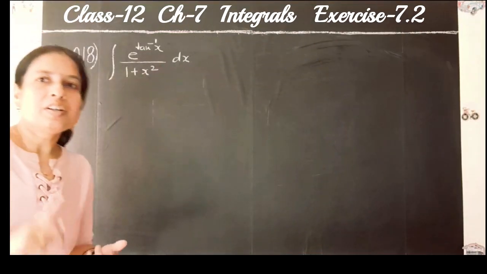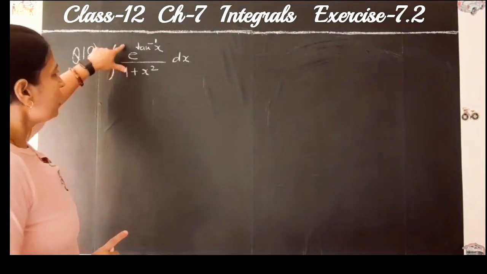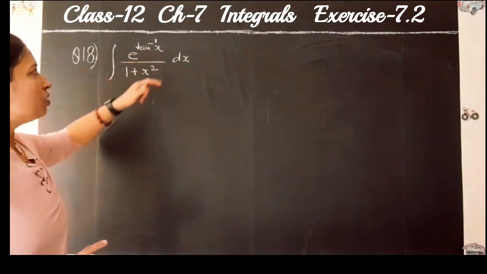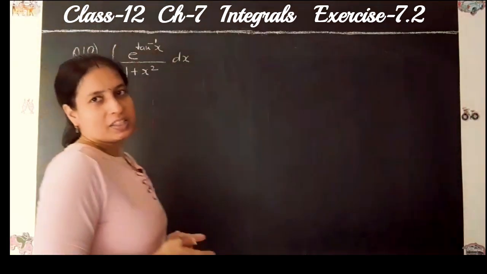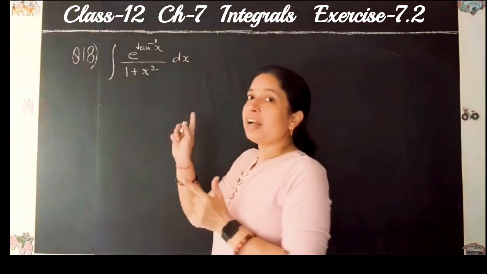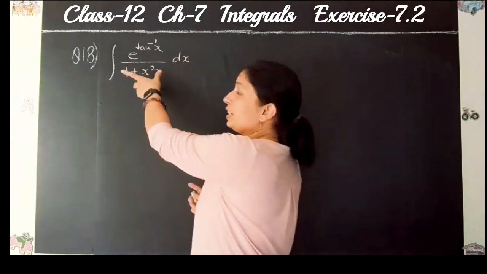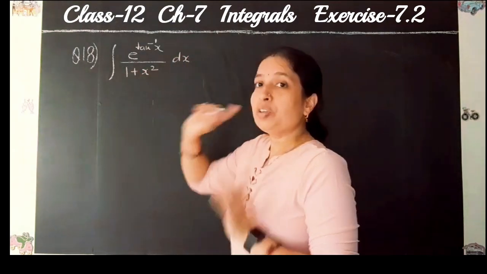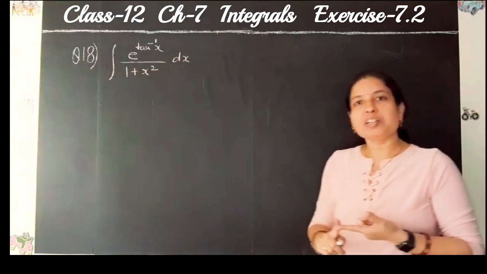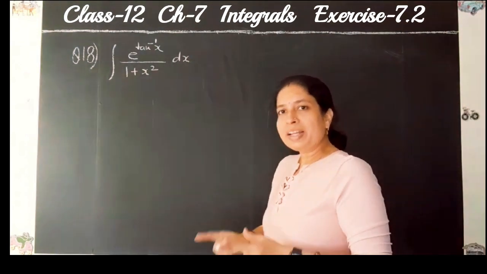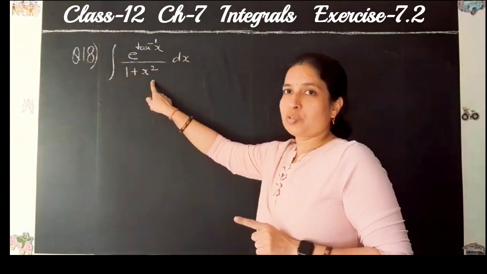Next one is question number 18. It is the integral of e to the power tan inverse x divided by 1 plus x square dx. First see whose derivative is present in the given integral. We know that the derivative of tan inverse x is equal to 1 by 1 plus x square.